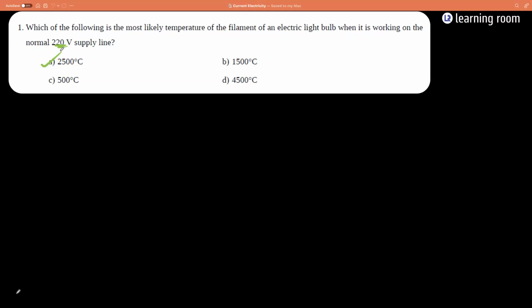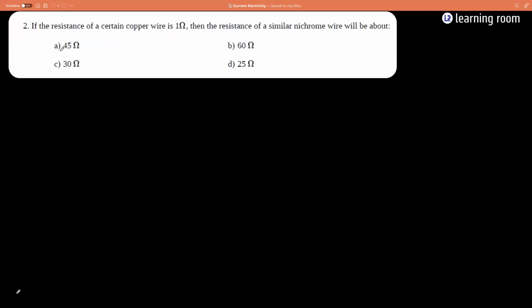How do we calculate it? No need to calculate. This is a theoretical question. That is what I told you. You need not calculate. Just know the answer. That's it. Next: the resistance of a certain copper wire is 1 ohm and the resistance of a similar nichrome wire will be about... This also you cannot do unless you know the resistivity. So this also we will leave.